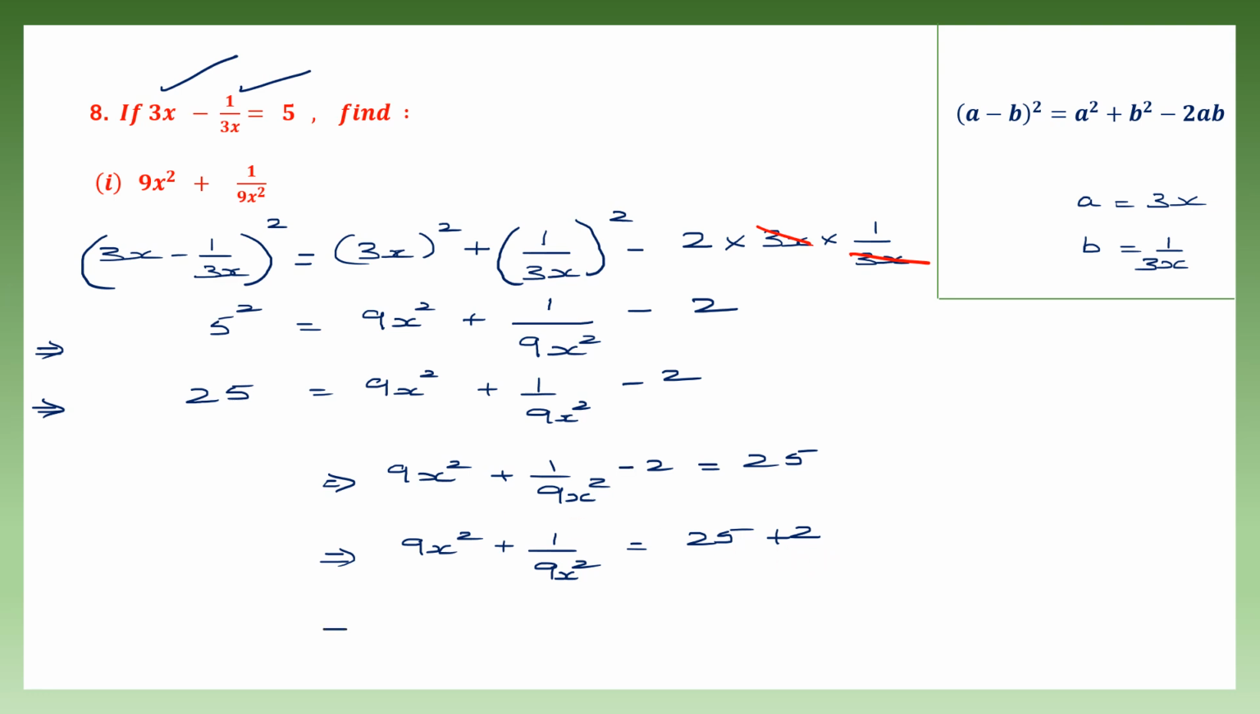So now we can find the value of 9x square plus 1 by 9x square. And that is 25 plus 2, which is 27. So we have found our answer. 9x square plus 1 by 9x square is equal to 27.